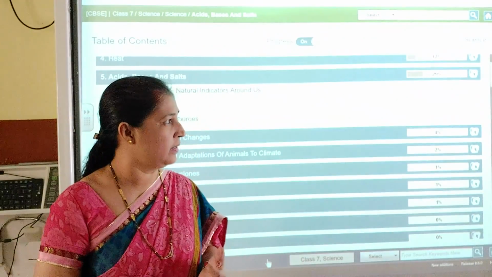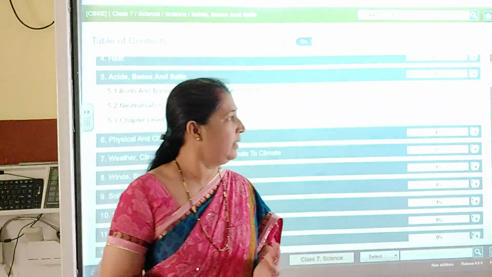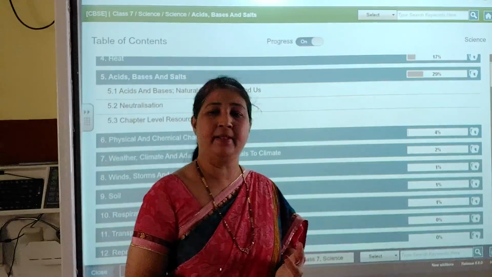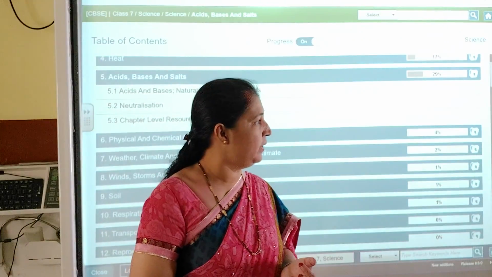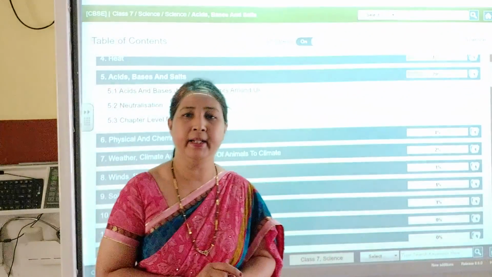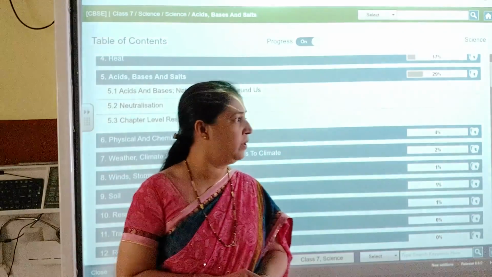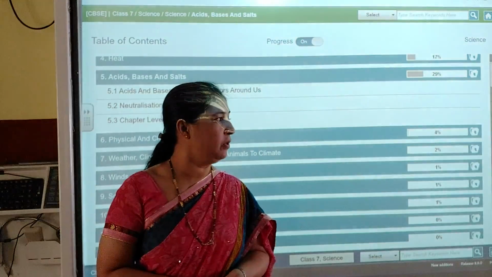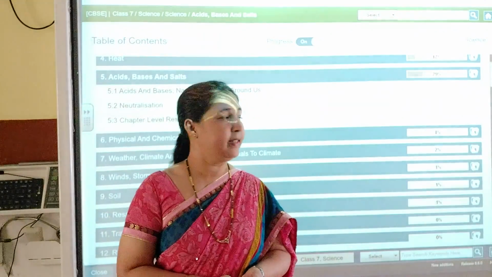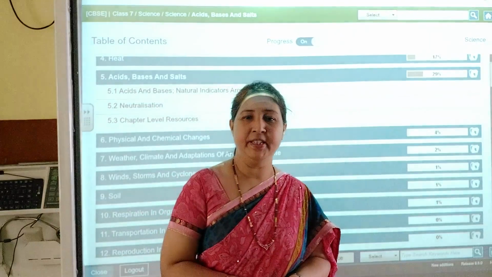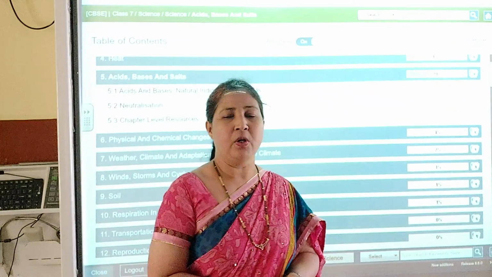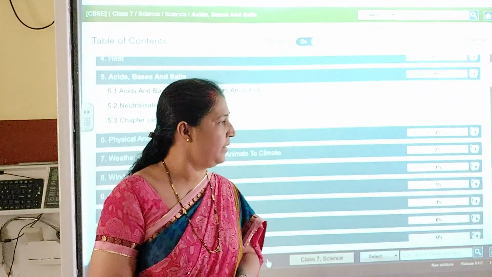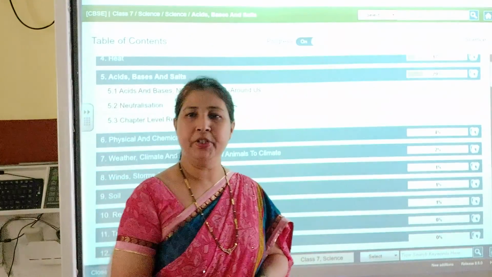Then what are the causes? What are the harms caused by the acid rain? It harms buildings, monuments, and the plants and animals. Then next we have studied the precautions that must be taken while handling acids and bases. Why? Because they are corrosive in nature and harmful for the skin. Next we have studied about neutralization. What is neutralization? Neutralization is a process in which acid and base react to form salt and water, and heat is evolved.